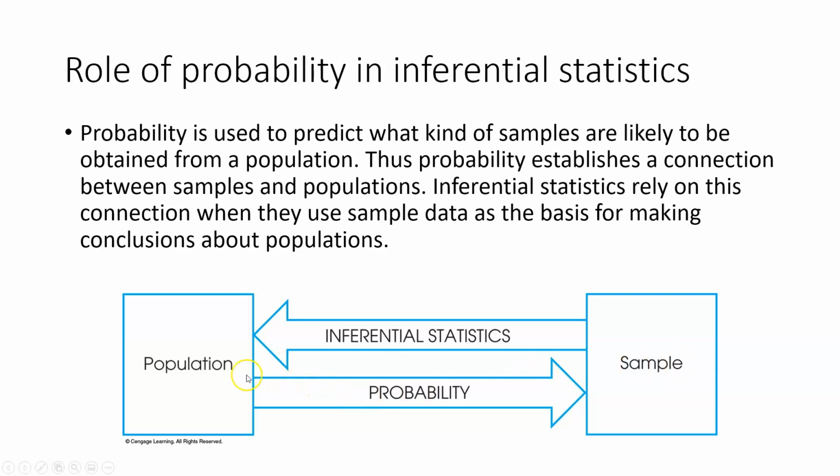So, to restate that in colloquial terms, here we have a population. This is the group of individuals that we're interested in. This might be like all females attending college. And probability establishes how likely we are to have certain characteristics of samples that are drawn from that population.